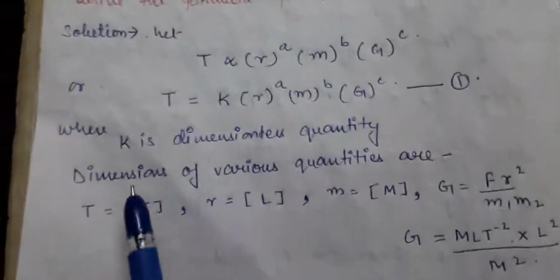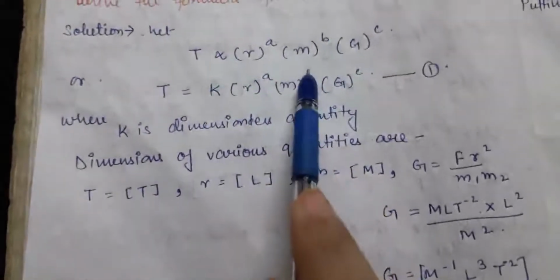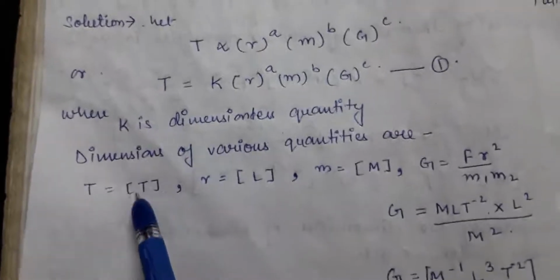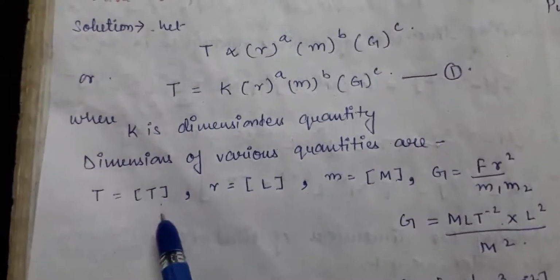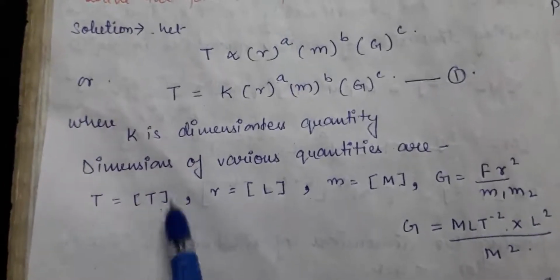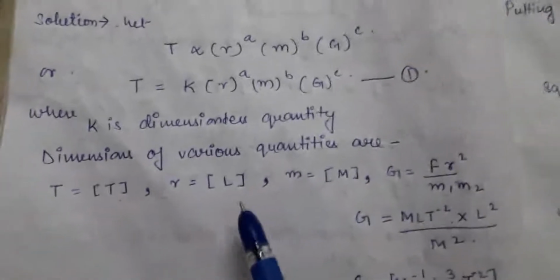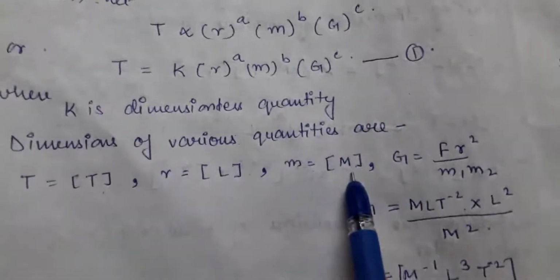The next step is to write down the dimensions of the various quantities used in the above equation. Let us see the time period T. What is the dimensional formula of T? It can also be written as M0 L0 T1, but as you all know now what the dimensional formula is, I am directly writing T. In place of radius I can directly write L, in place of mass I can directly write M.